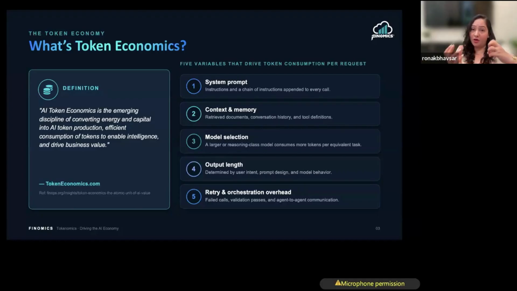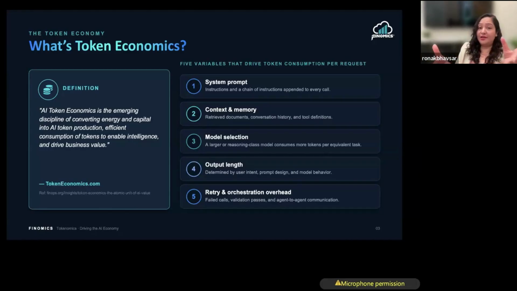It will refer to those documents. Then it will look at your conversation history, your tool definitions. So that's a combination of your system prompt, a combination of your context. It will utilize the memory, what information it already has. And then comes the model selection. The model selection is very important: when you are sending this set of instructions, what model should be used behind the scenes to generate the output that you're looking for.